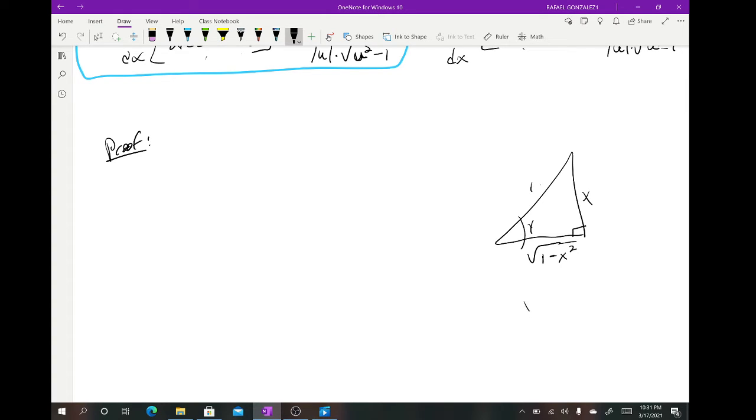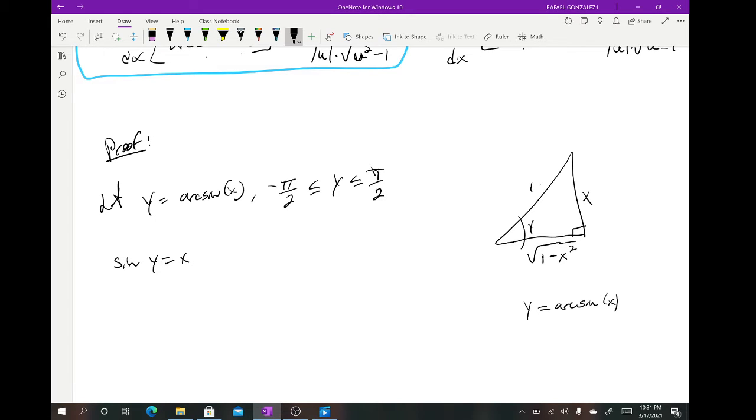Well, this is for y equals arc sine of x. If we let y be equal to arc sine of x, whenever y is between pi over 2 and negative pi over 2, we have that sine of y is equal to x. That is by definition.